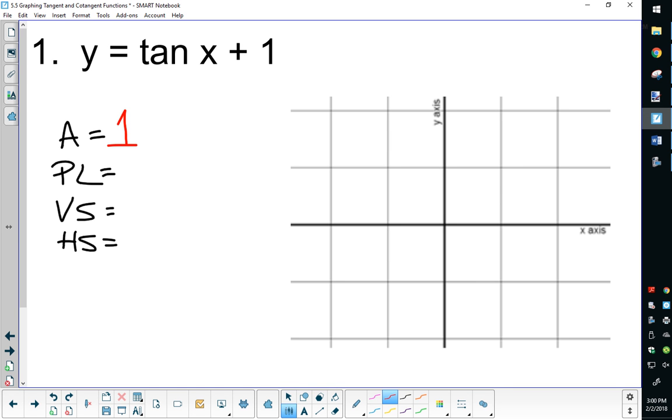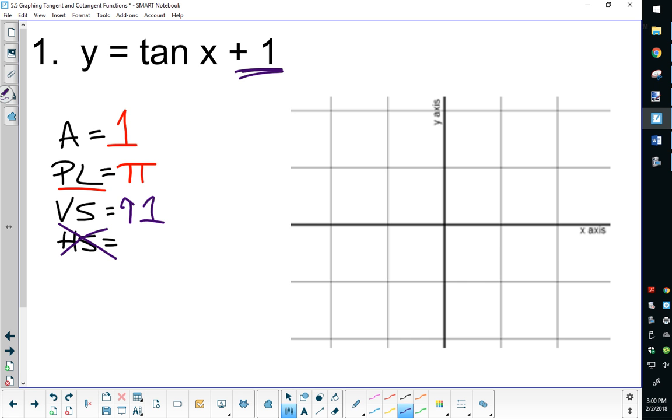Amplitude's 1. Period length of a tangent graph: what do we always start off with for period length of tangent? Tanning, you're going to eat less pi, 1 pi. Do I have a vertical shift here? Which way? Up 1, that thing right there, it's going up 1. Do you have a horizontal shift? Nope, nothing added or subtracted inside of parentheses, so we don't have that. Those are my 3 things, or my 4 things I need.